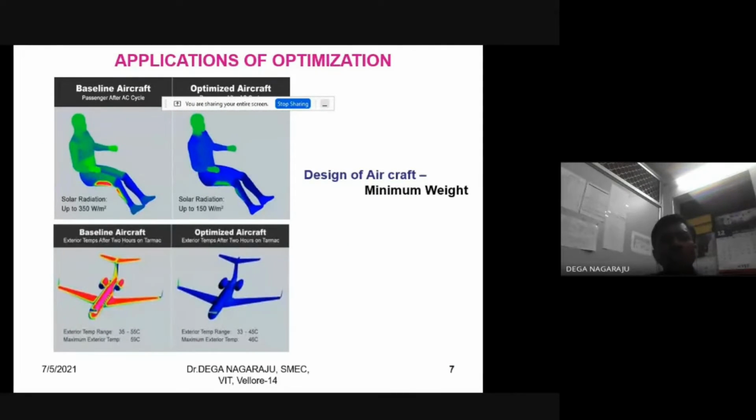Once again reiterating the importance of optimization, consider designing an aircraft. What is the difference between an aircraft design that is not optimized and one that is optimized? When the aircraft design is not optimized, the effect of solar radiation on the passengers will be more. When the design is optimized, the effect of solar radiation is very, very minimal.